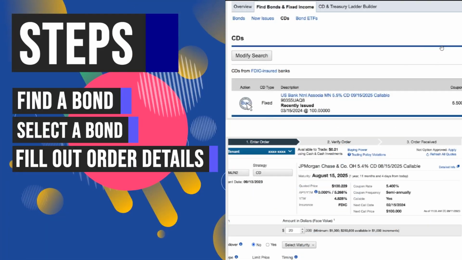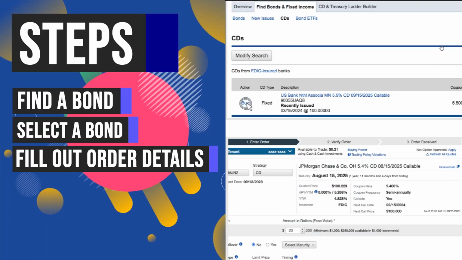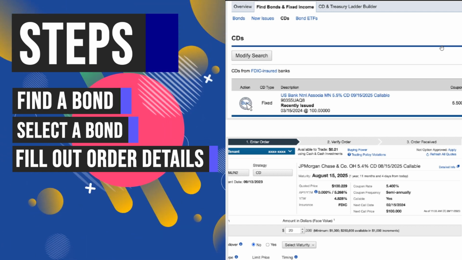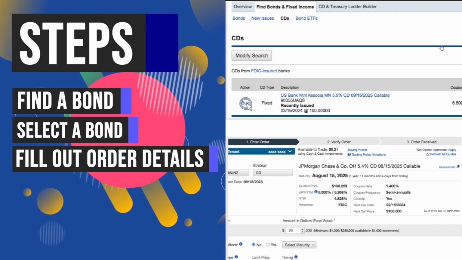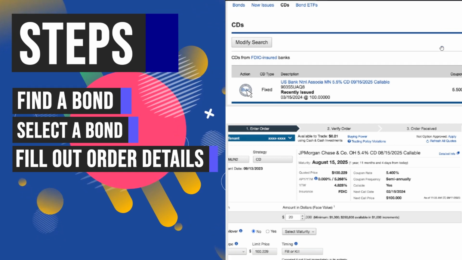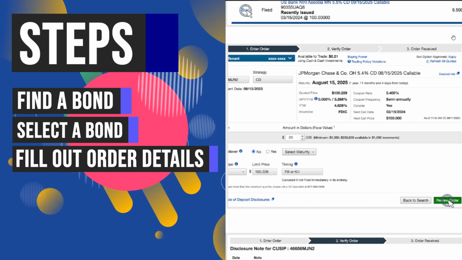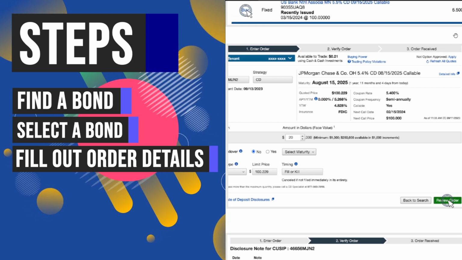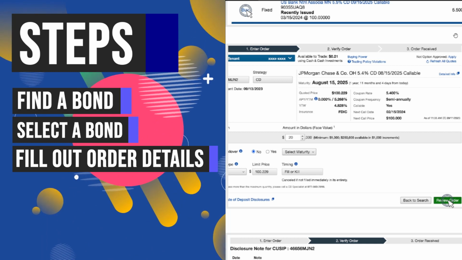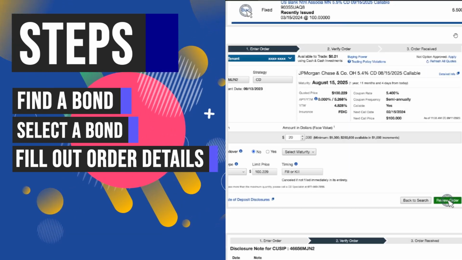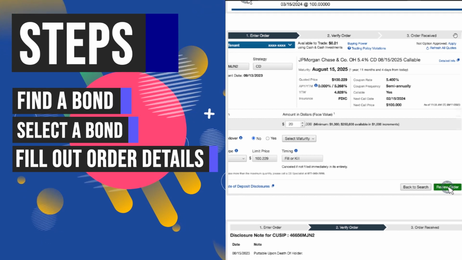Once you have identified the bond you intend to purchase, the next step involves filling out your order details accurately. It is essential to input all the necessary information correctly to avoid any discrepancies in the transaction process. After completing the order details, proceed by clicking on Review Order to ensure the accuracy of the information provided.